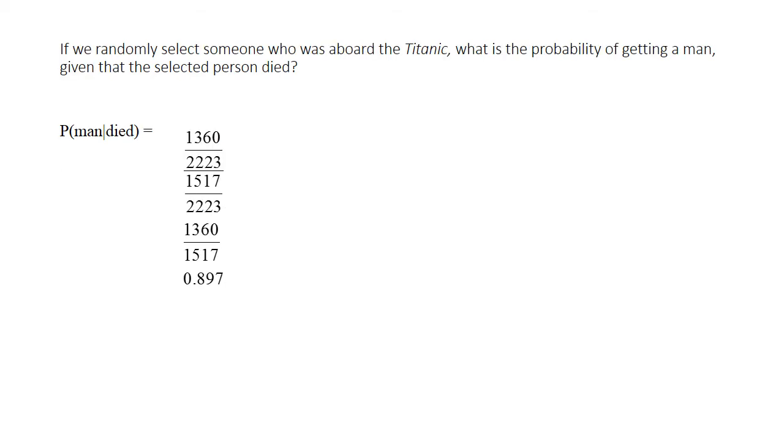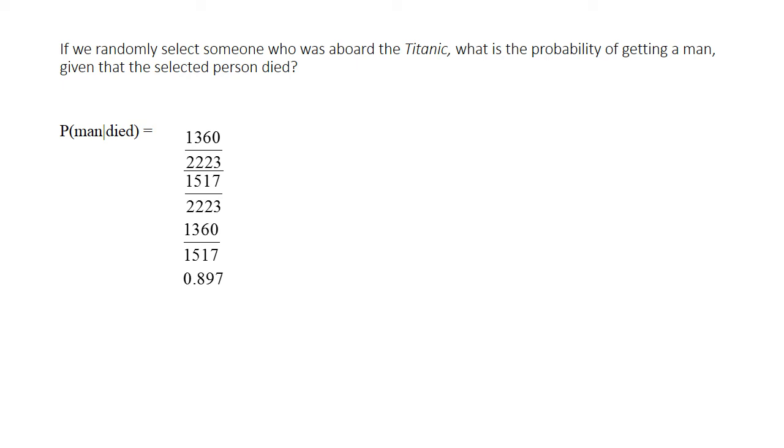The third question is also a conditional probability question. We have to find the probability of getting a man given that the selected person died. So using our definition of conditional probability, we need the probability of men that died divided by the probability of what's given, the probability that the person died.